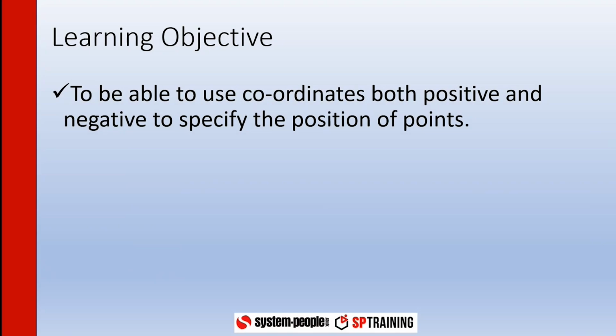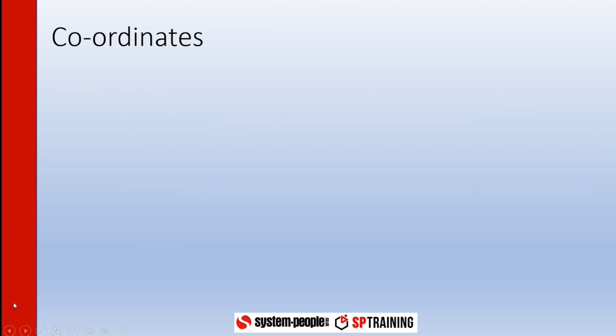Our learning objective is to be able to use coordinates, both positive and negative, to specify the position of points. So let's have a look at a grid to start with.